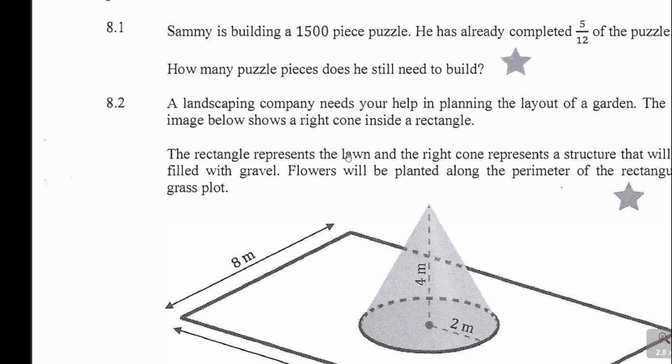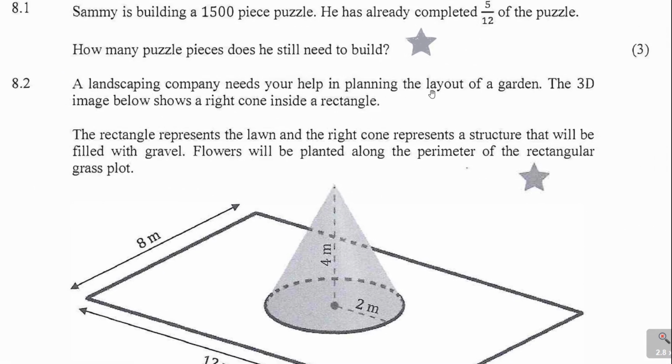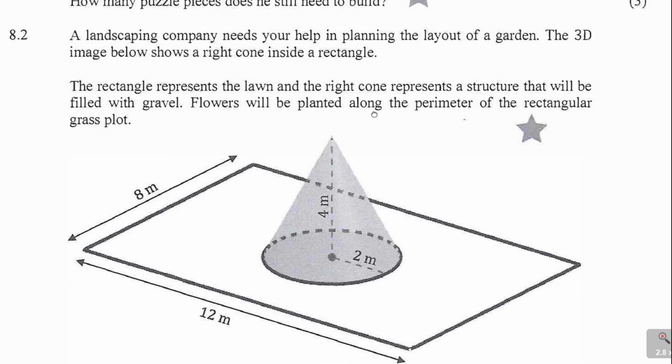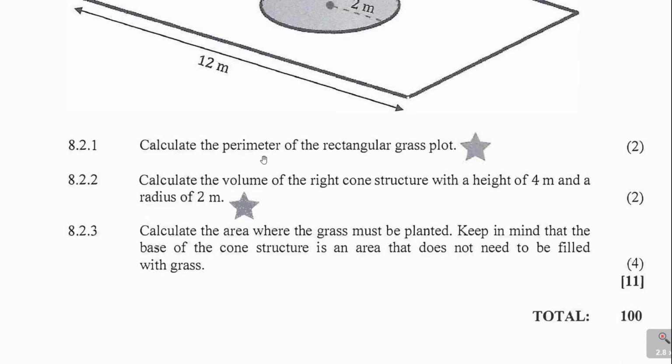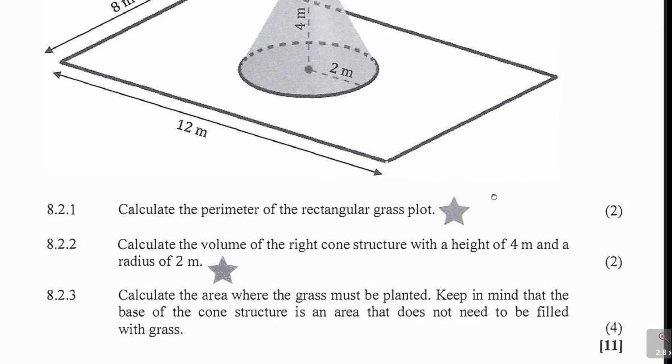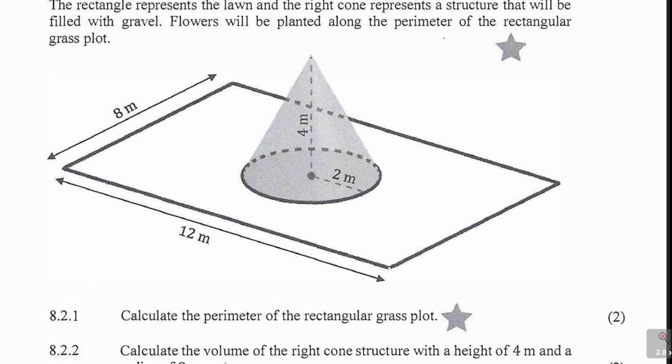Let's move on. A landscaping company needs your help in planning the layout of a garden. The 3D image below shows the right cone inside a rectangle. The rectangle represents the lawn and the right cone represents the structure that will be filled with gravel. The flowers will be planted along the perimeter of the rectangular grass plot. First part is calculate the perimeter of the rectangular grass plot. Perimeter, guys, when they talk of perimeter, it's the distance right around the shape. So from here, you go there, there, there, there. That's what perimeter means, distance right around.